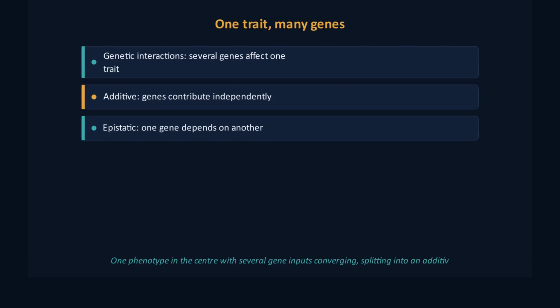There are two broad flavors of this teamwork. In an additive interaction, genes independently contribute to the phenotype, each adding its own effect. In an epistatic interaction, the expression of one gene is dependent on the presence of another gene. Notice how different those are. Additive genes work side by side, epistatic genes work in sequence, one depending on another. Both, though, share the same headline idea: a single trait can be shaped by more than one gene at once. Let us take each flavor in turn.